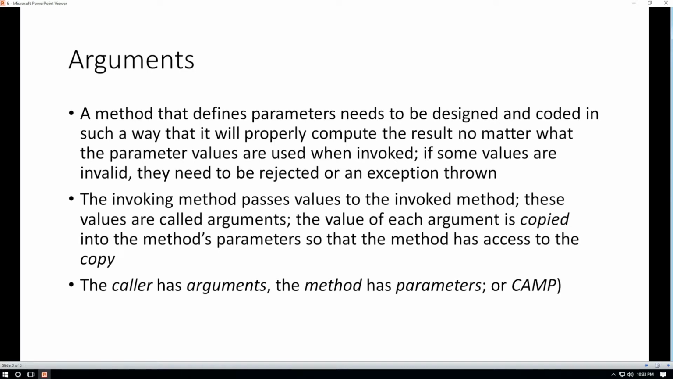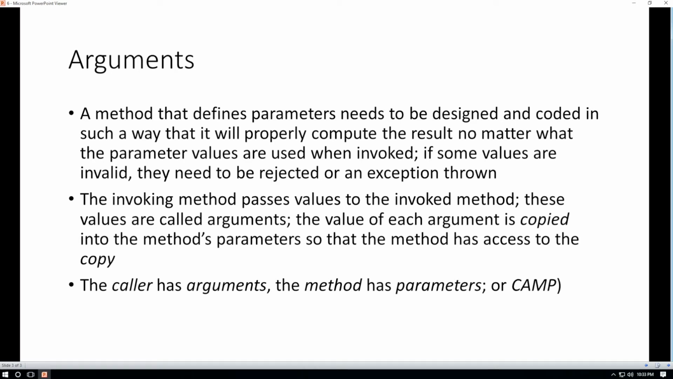The calling or invoking method passes values to the invoked method. These values are called arguments. The invoking code determines specific values and passes them to the method it is invoking. We had the example of Math.sqrt of 3.14159. The 3.14159 is the argument. It is a specific value. The square root method says, given any floating point number, what is the square root of it if it's a legitimate value? Obviously, we can't take square roots of negative numbers, so it would reject those values.